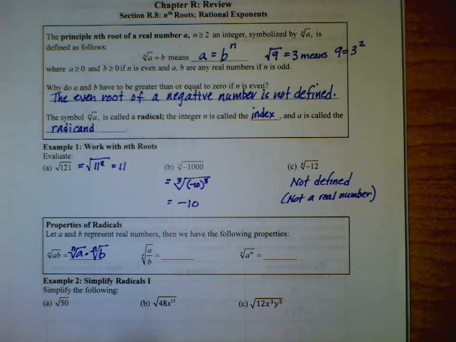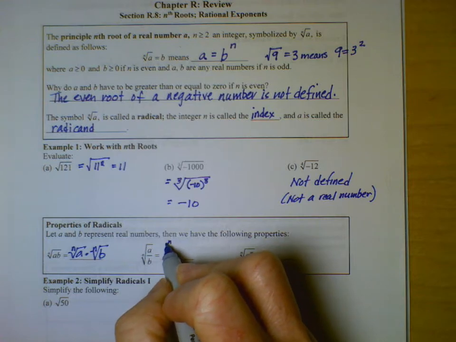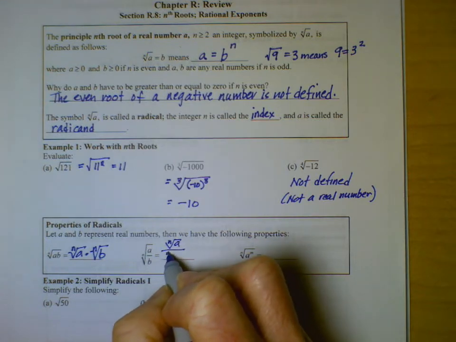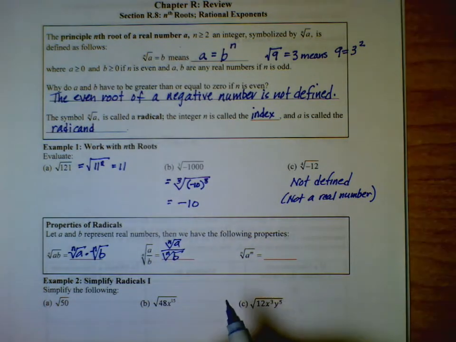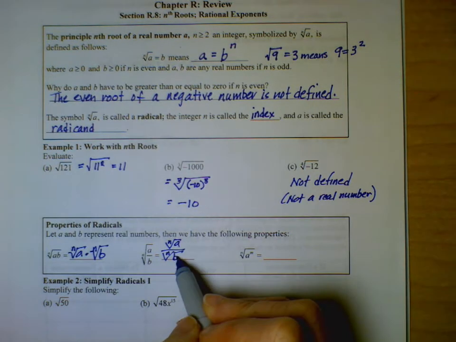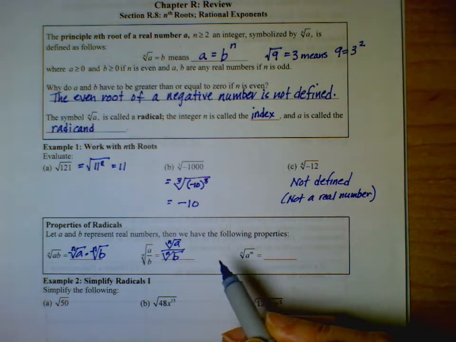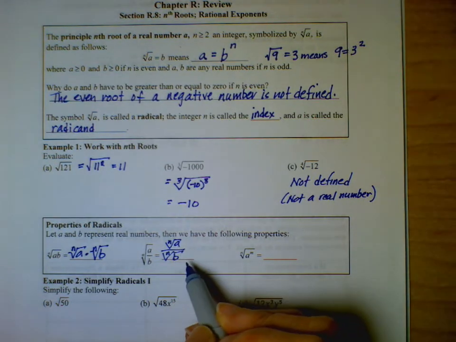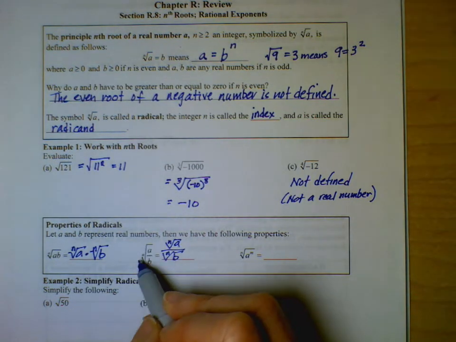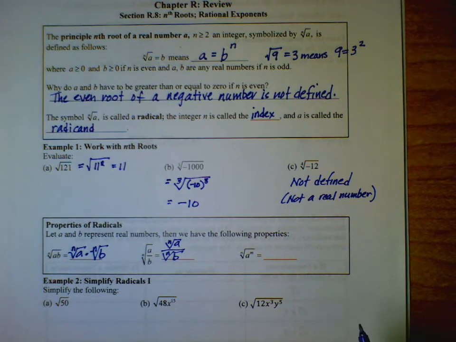The nth root of a over b, then, is the nth root of a over the nth root of b. And again, we may want to split it up like this, because say the numerator is a perfect square, the denominator isn't, or something like that, and we're doing square root. Or we may want to pull it all together under a radical.